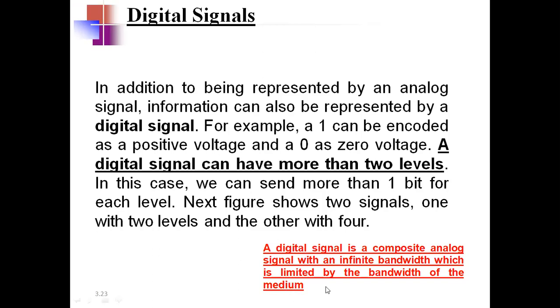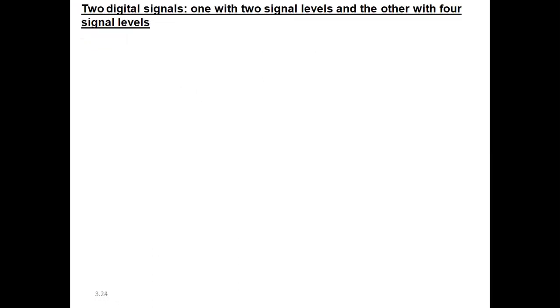It is very well written. A digital signal is a composite analog signal with an infinite bandwidth. The bandwidth for a digital signal is infinite. However, when you are using this digital signal over a transmission medium, it has to follow the bandwidth of that medium. So in that sense it is limited. But otherwise, for a normal digital signal, the bandwidth is infinite.